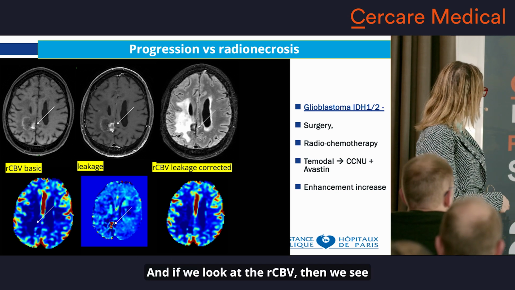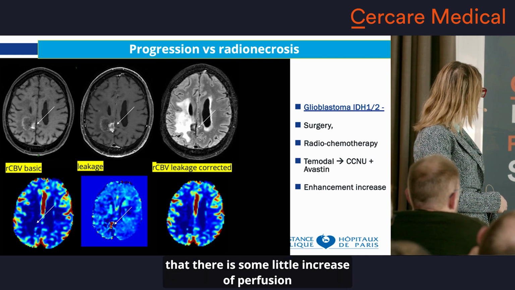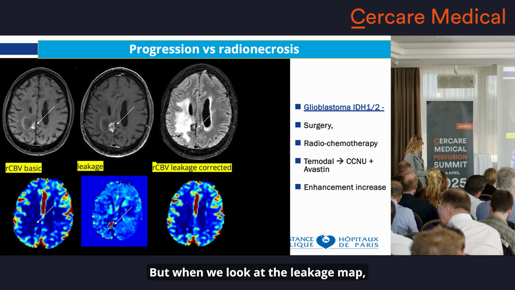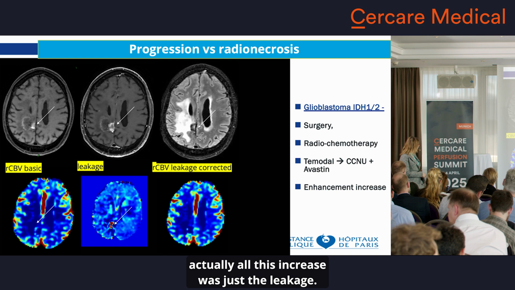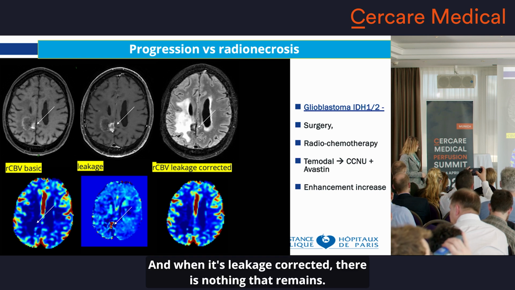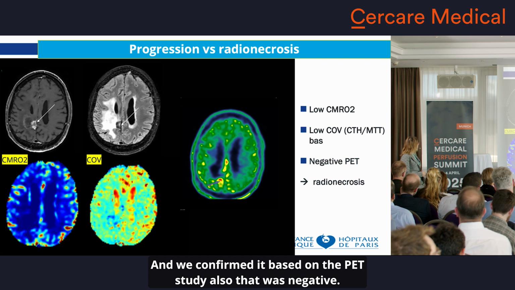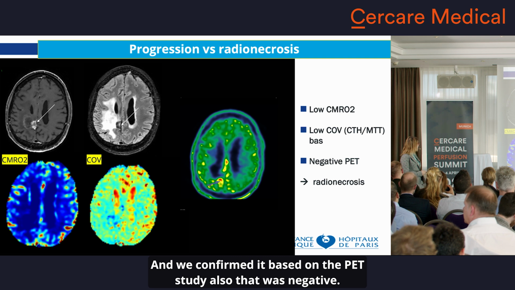If we look at the rCBV, then we see that there is some little increase of perfusion in this contrast enhancement. But when we look at the leakage map, actually all this increase was just a leakage. And when it's leakage corrected, there is nothing that remains. So it was radionecrosis, and we confirmed it based on the PET study also that was negative.